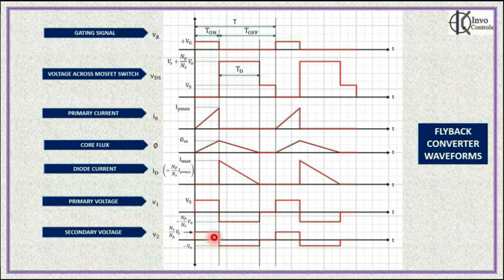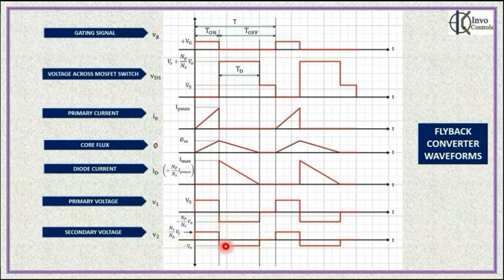At T equal to T on gate low, the secondary voltage is at a level VO, and this level is maintained for the duration the diode is in the on state. The primary voltage as a consequence will also be maintained at a constant level for the duration the diode is on. If you look at these three waveforms, you will see that for the duration the diode is conducting, that is current flowing in the secondary, the primary and secondary voltages are constant.